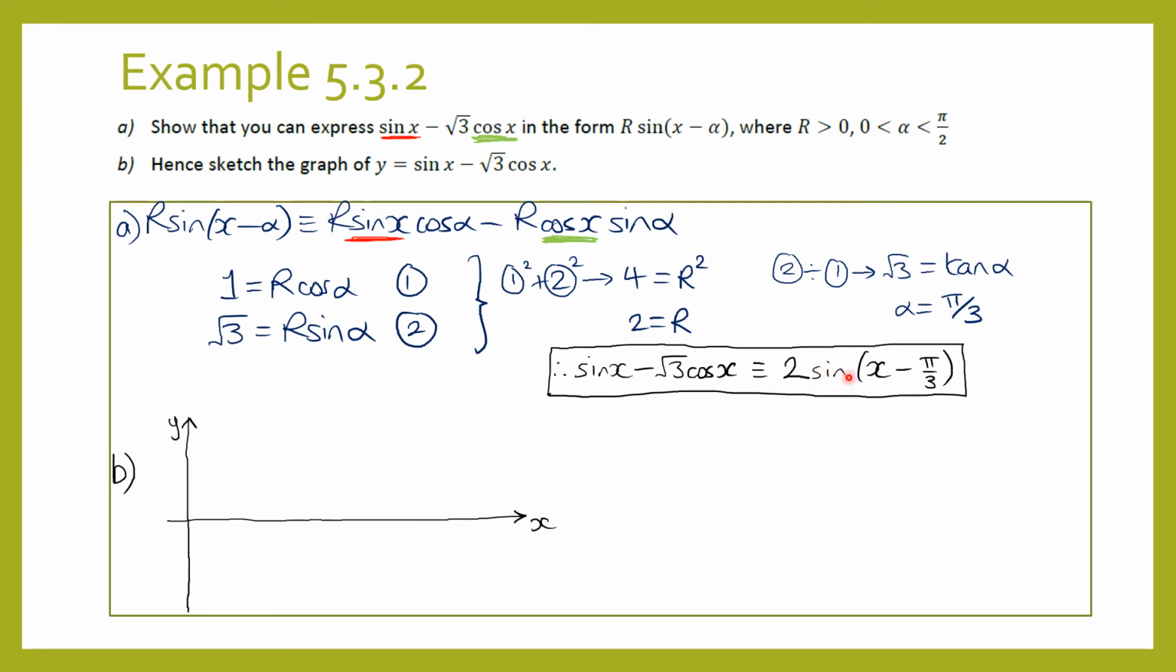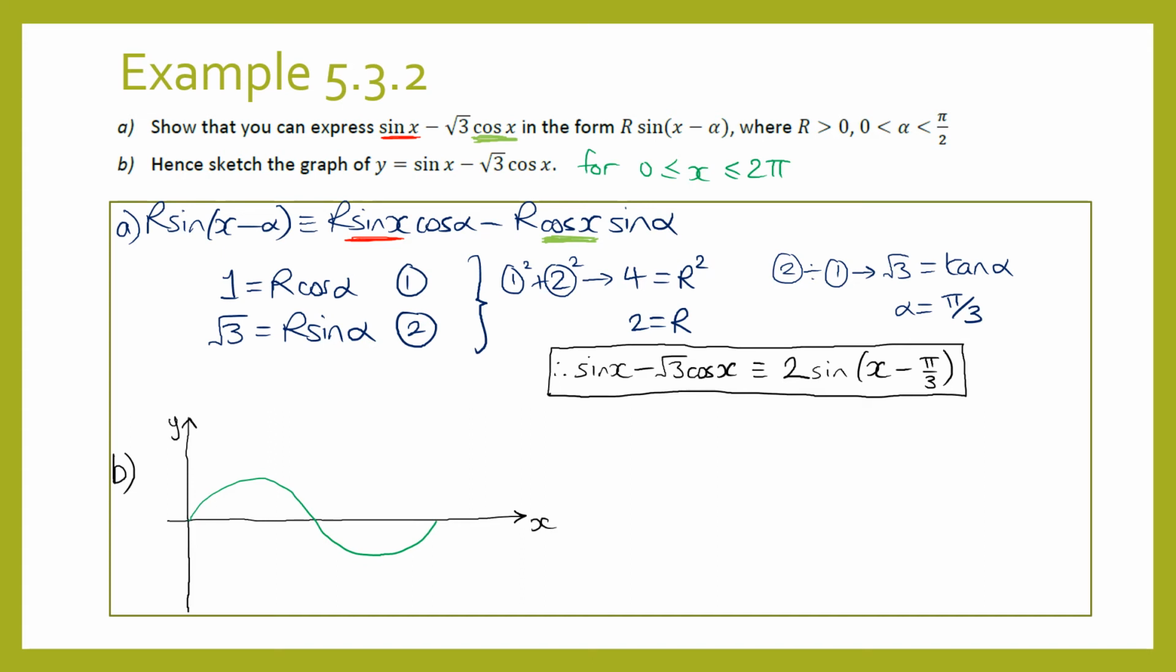So it's the sine graph, but it has been stretched by a scale factor of 2 in the y direction, and it's been translated horizontally by pi over 3. Something the question should have said is for what range of x values to draw the graph for. Let's just go for 0 to 2 pi. So let's go x between 0 and 2 pi.